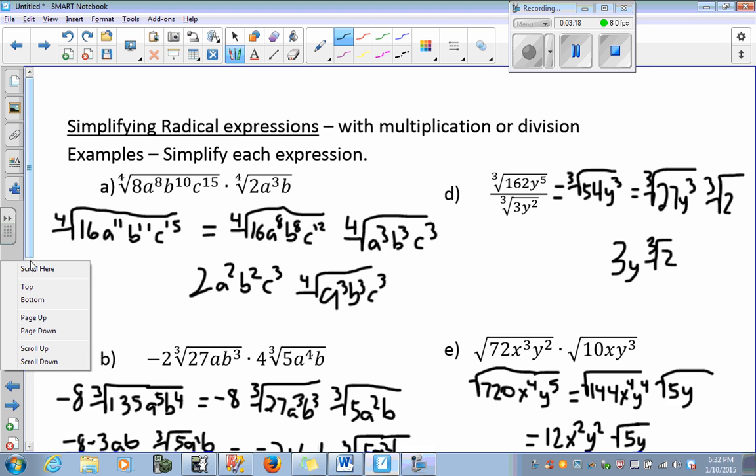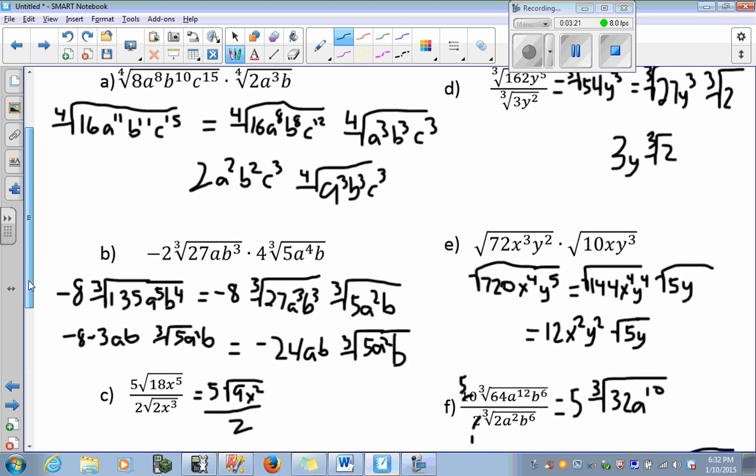Let's move forward here. Now let's go down to B. So we have negative 2 times the cubed root of 27 a b cubed times 4, the cubed root of 5a to the 4th b. Now the negative 2 times 4, that's negative 8. That's easy. This is a cube, this is a cube, same index, so I'm going to multiply what's under them and then simplify them later. All right? So 27 times 5 is 135. A times a to the 4th is a to the 5th. B cubed times b is b to the 4th.